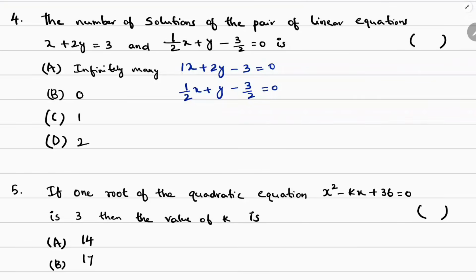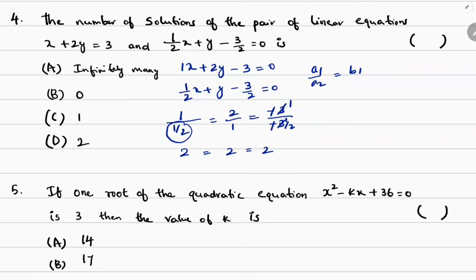Now I'll compare the coefficients. Here it is 1, 1 by 1 by 2, that is 2 by 1. So 1 by 1 by 2 is 2, so this is also 2. Now I'll check the last one: minus 3 by minus 3 by 2. Minus minus cancel, so 3 times 1, 3 times 1. So 1 by 1 by 2 is again 2. So a1 by a2 is equal to b1 by b2 and that is equal to c1 by c2. So coincident lines, infinitely many solutions. So the correct option is A.